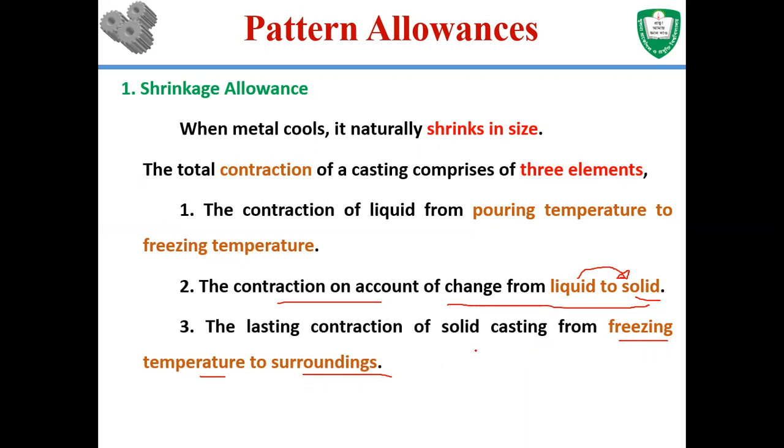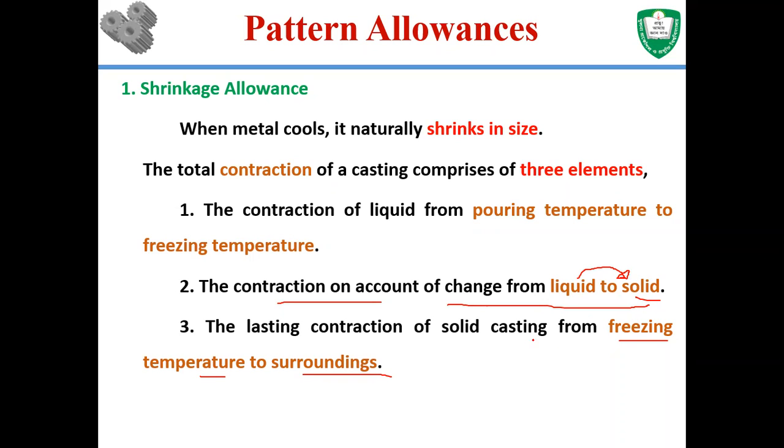So to summarize these three elements. The first contraction is from the pouring temperature, the temperature at which we pour the molten material into the cavity, to the freezing temperature, that means the solidification temperature. The second contraction is from freezing point temperature to the freezing point temperature, but the phase is changing from liquid to solid. And the third contraction is from freezing point temperature to room temperature, and this contraction occurs in the solid state.